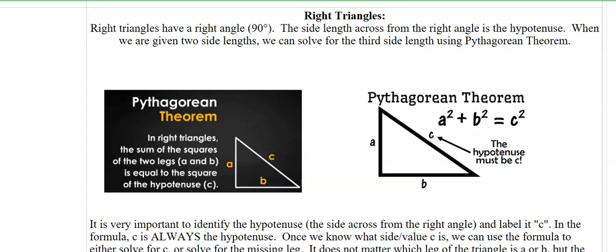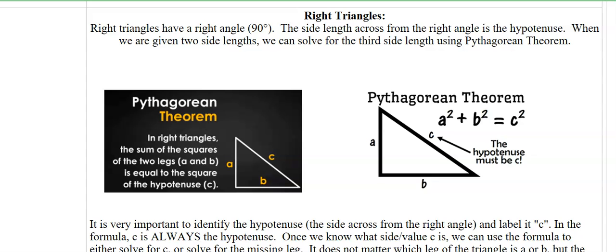So, right triangles have a right angle, which is a 90-degree angle. And the side across from that right angle is always known as the hypotenuse. So, when we are given two side lengths, we can solve for the third missing one using the Pythagorean theorem.